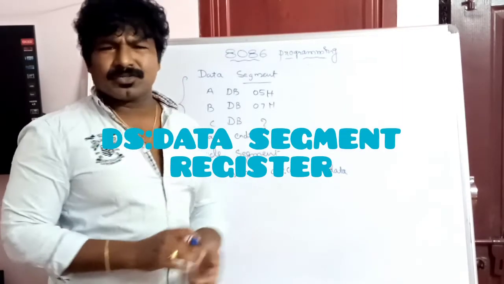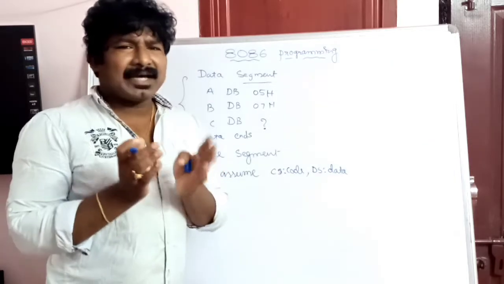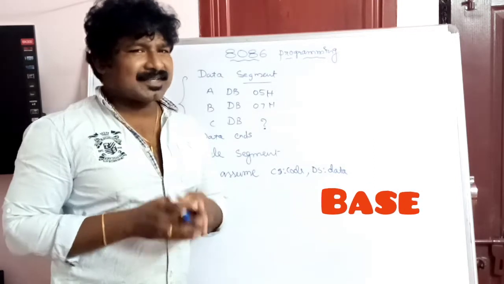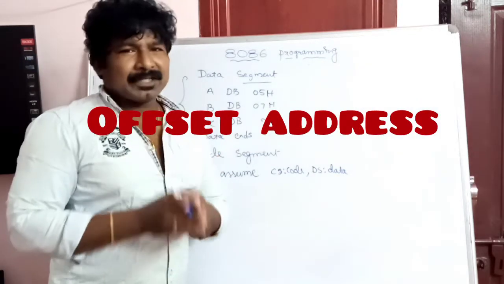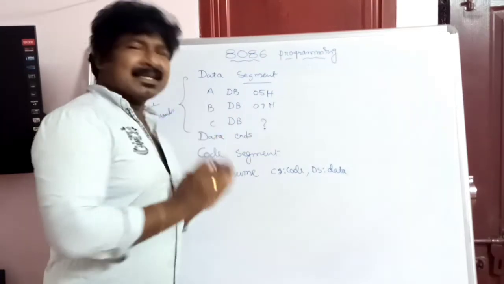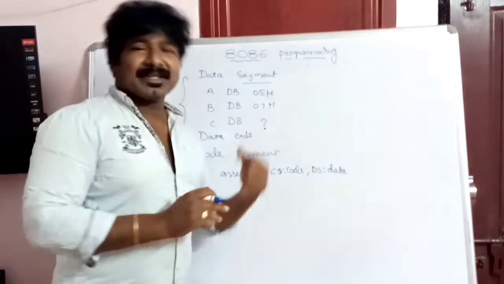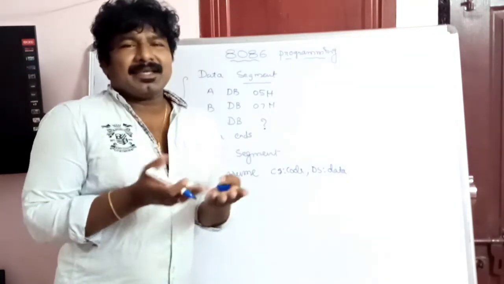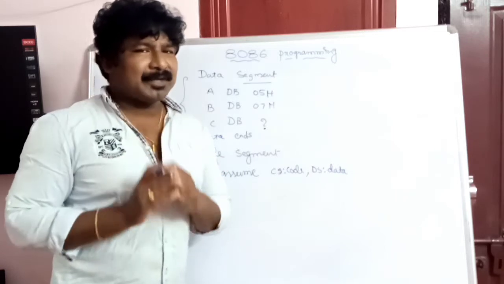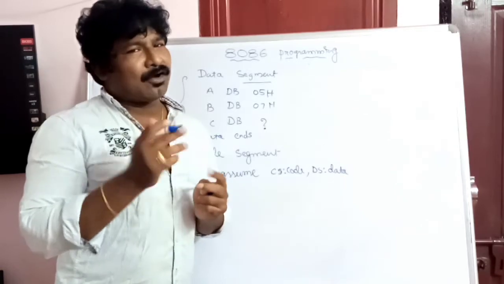In order to access the code segment, you have to have two addresses. One is called its base address and another one is called its offset address. The base address of the code segment will be taken into the CS and the base address of the data segment will be taken into the DS. These two are registers. Then how can I access the offset address? Because if you want to access any segment, you need two values: its base address and its offset address.